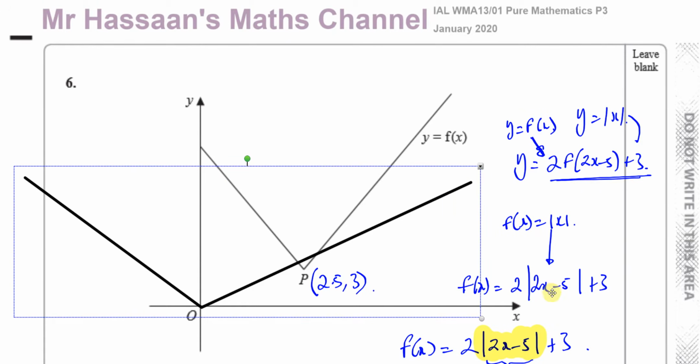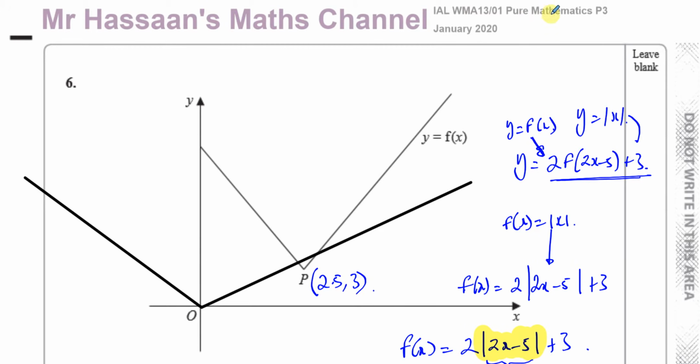Now, the first thing you deal with are the things that are inside the function. Inside the function is the 2x minus 5. When we're dealing with transformations, we always deal with what's inside the function, and we start with the things in the order opposite of BIDMAS, because inside the function always acts a bit weird. So we're going to start with this part here, the minus 5.